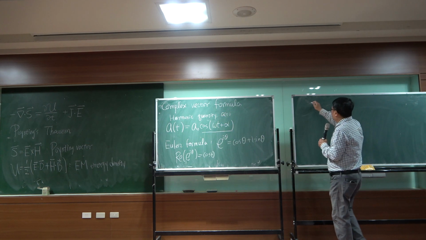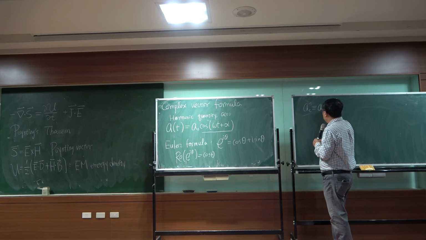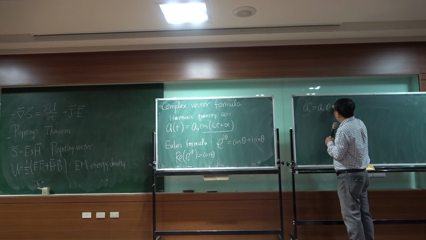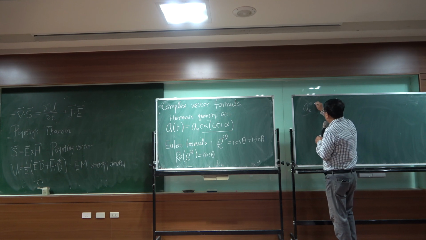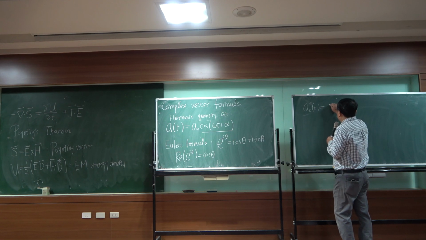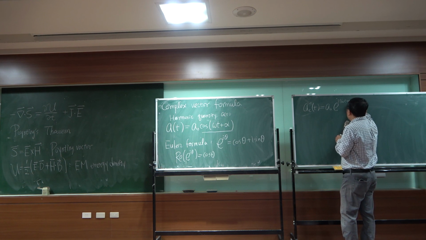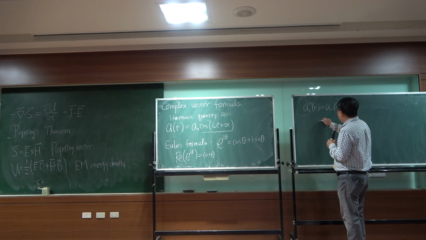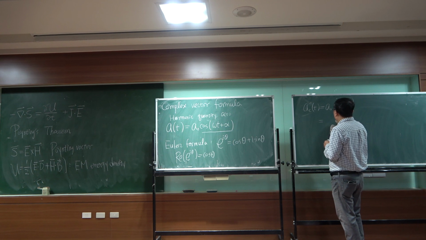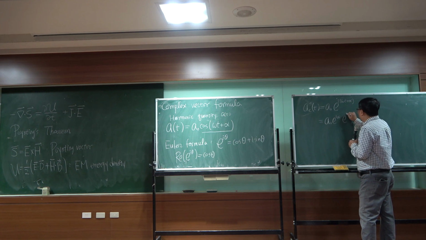We can write, for example, AC of t as A0 times exponential I omega t plus alpha. Okay. Then I can define this as A0 exponential I alpha times exponential I omega t.